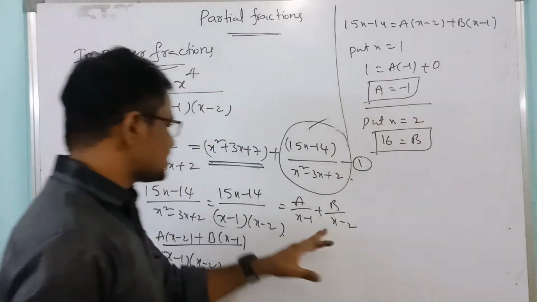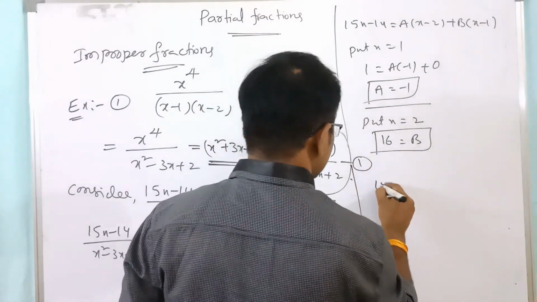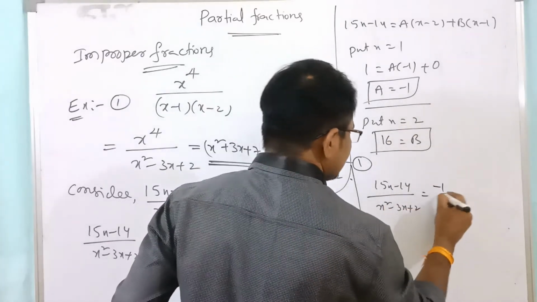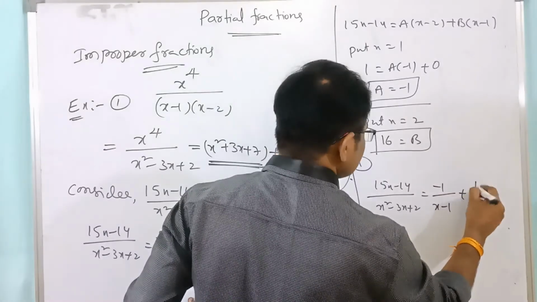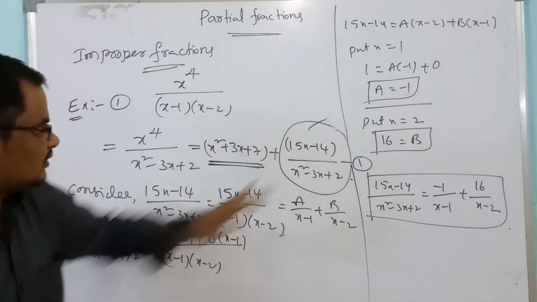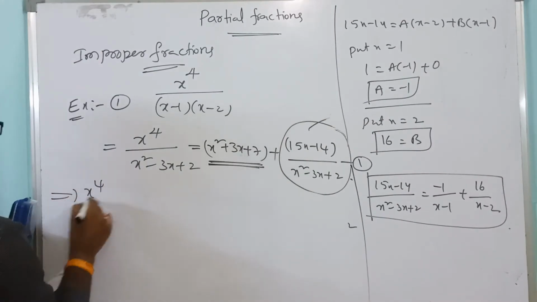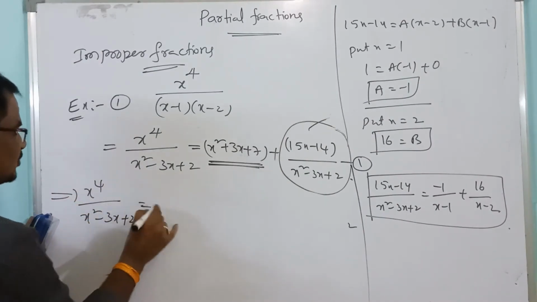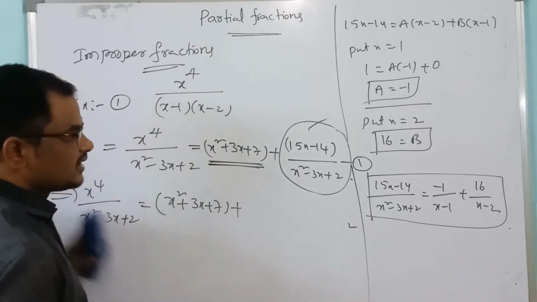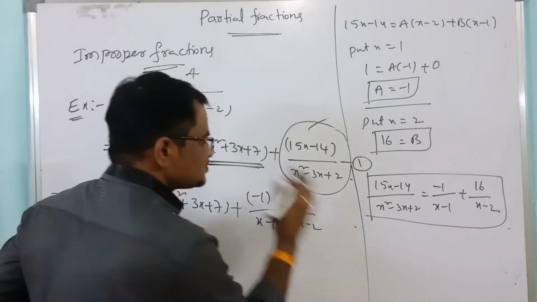Now substitute the A and B values here. So 15x minus 14 by x square minus 3x plus 2 equals minus 1 by x minus 1 plus 16 by x minus 2. Again this one we have to substitute in equation number 1. Now equation number 1 becomes: x to the power of 4 by x square minus 3x plus 2 equals, as it is, x square plus 3x plus 7 plus minus 1 by x minus 1 plus 16 by x minus 2, like this.